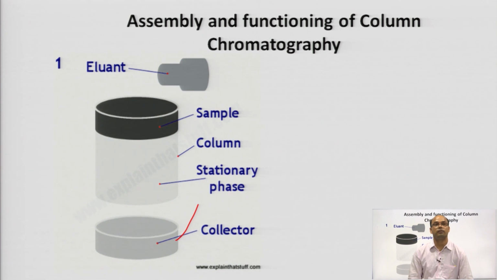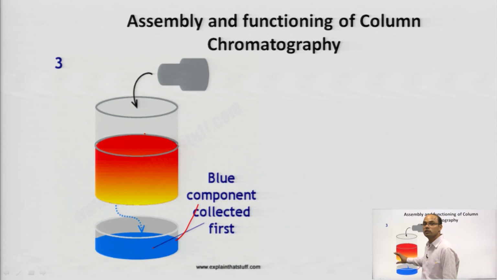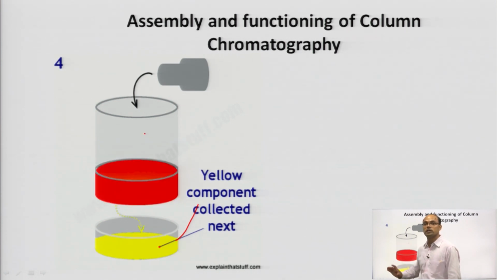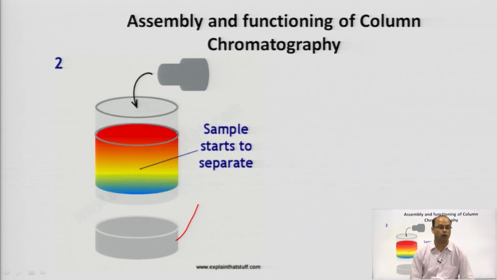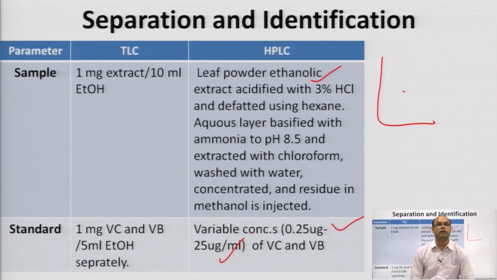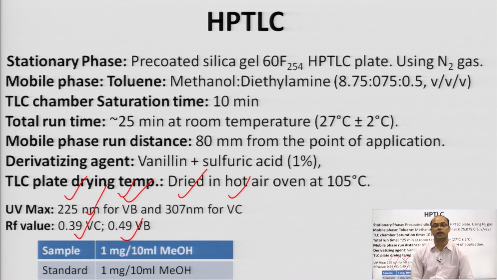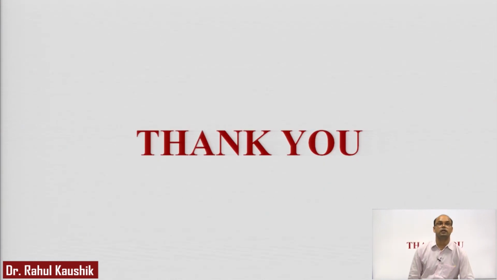And here you can see the assembly and functioning of column chromatography. Here you can see that a mixture came over here in this packing of the column, and on the basis of their polarity, on the basis of their affinity toward the stationary phase, the phytoconstituents are moving downward. In this way you can carry out column chromatography of any sample. This is the basic technique from which you can isolate your phytoconstituent Vinca alkaloid from the raw material, and you can estimate your drug in the drug sample.